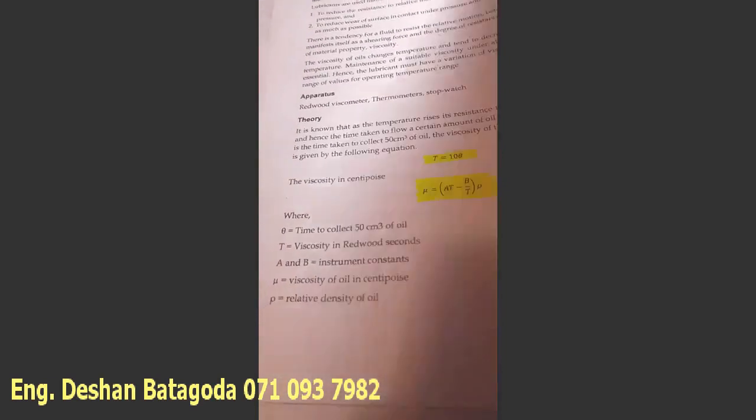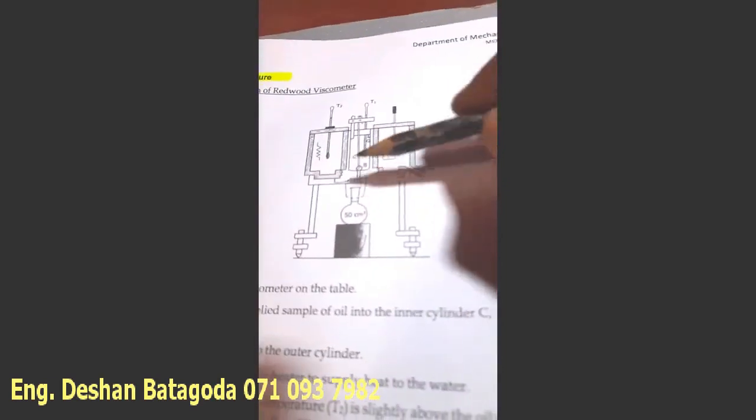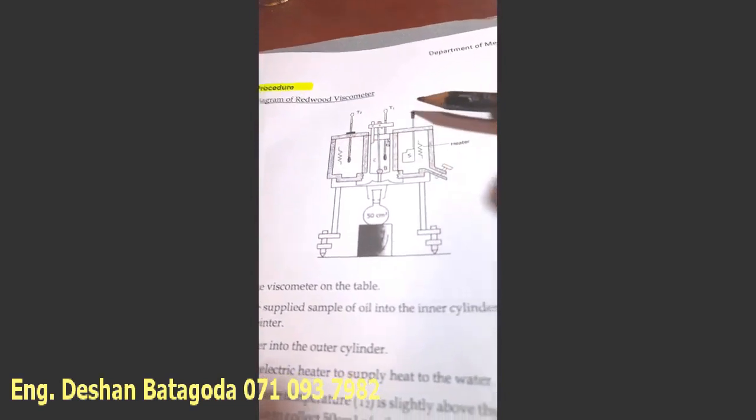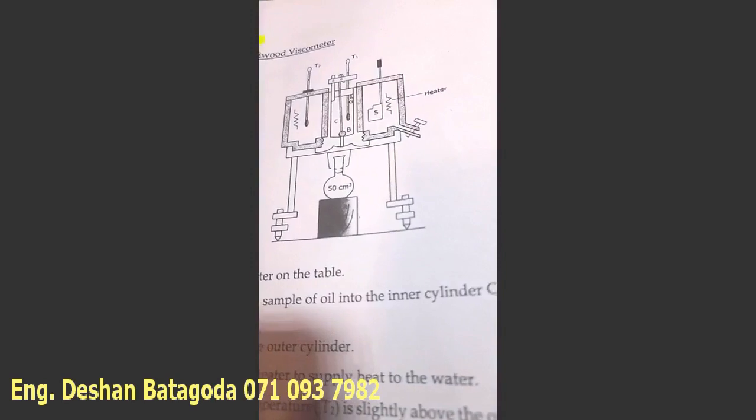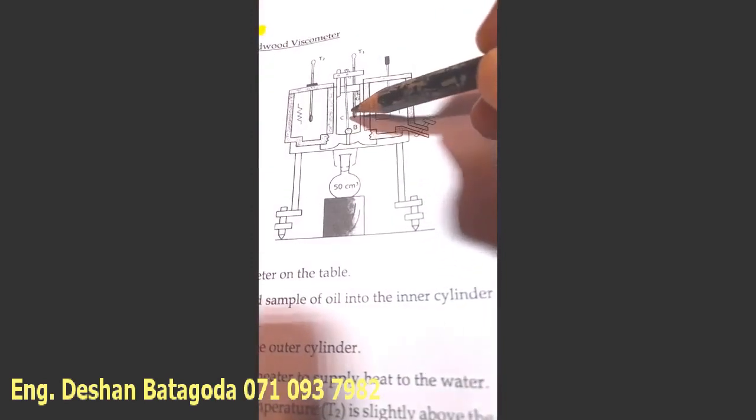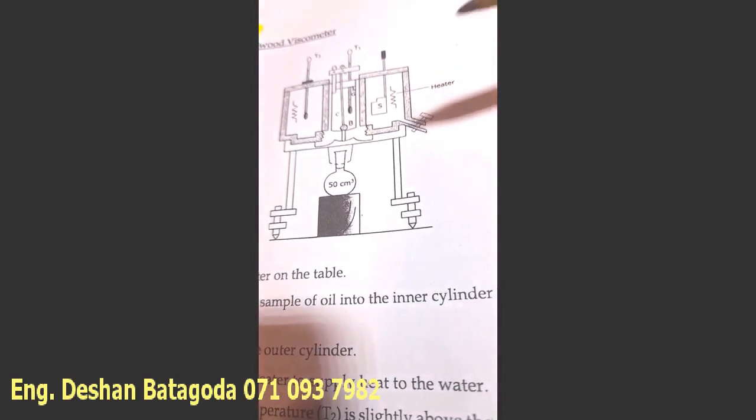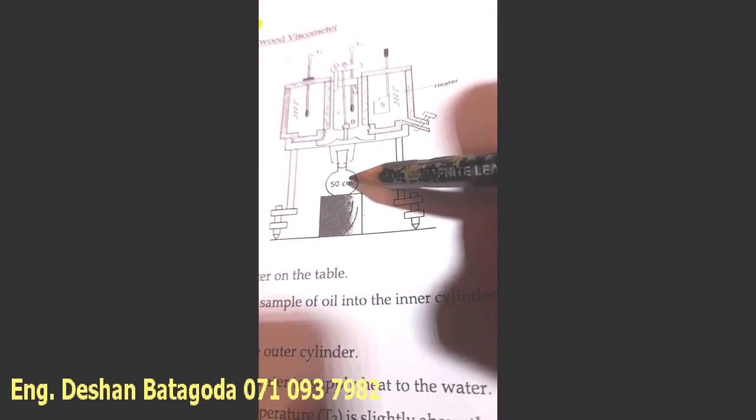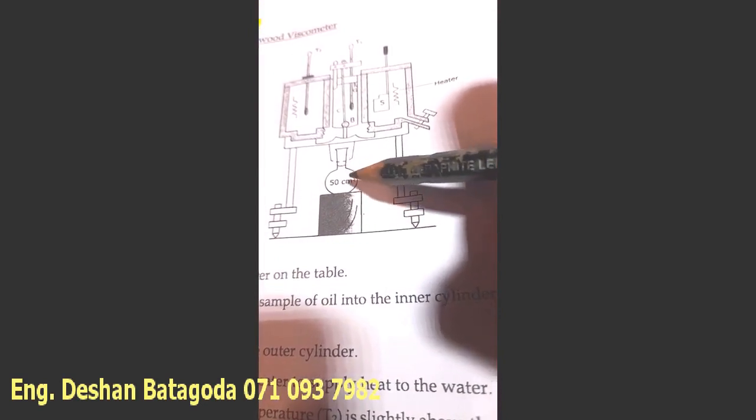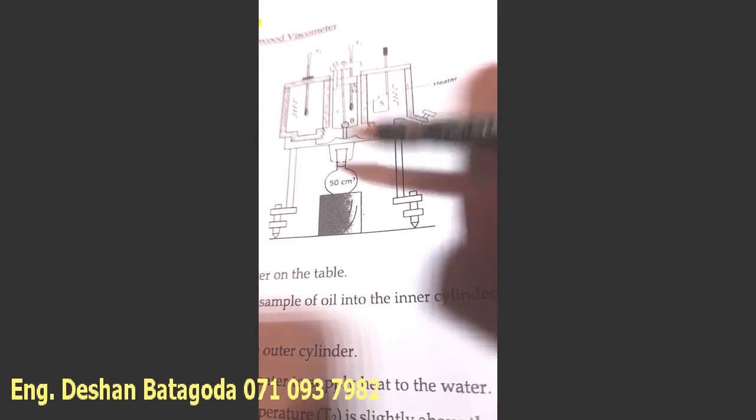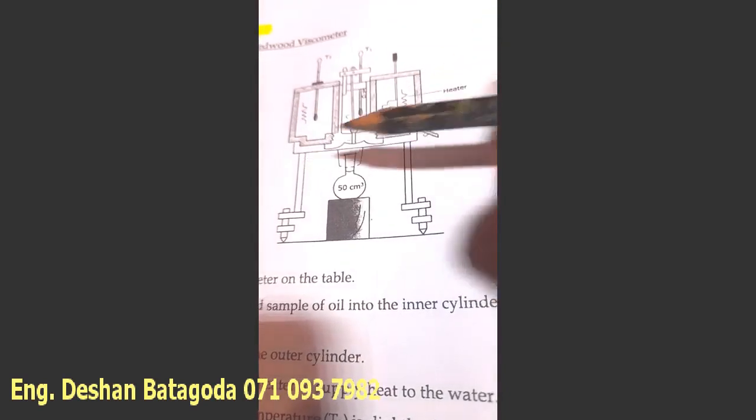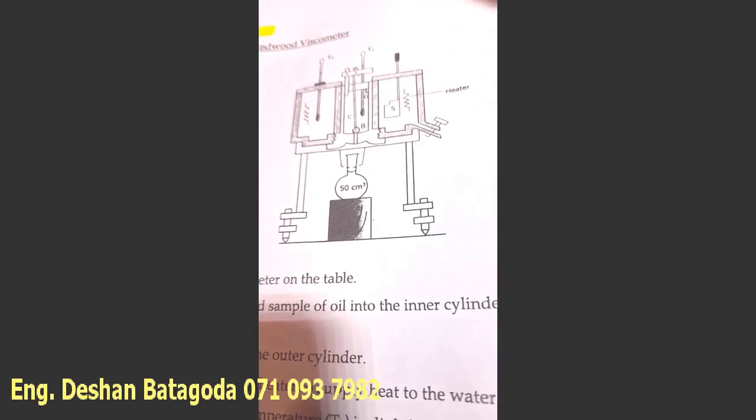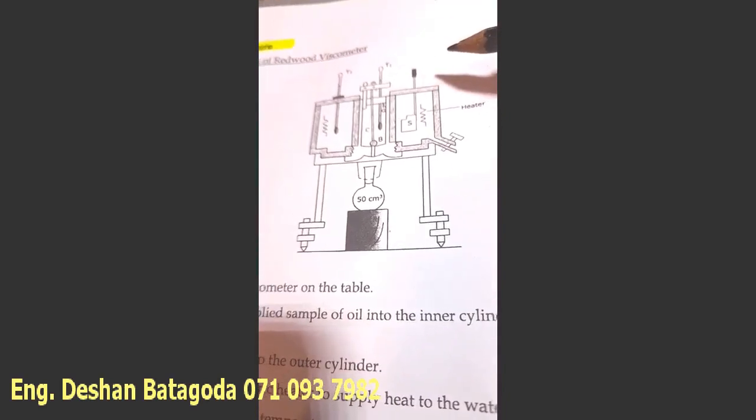Then the next slide. Now see, this is the diagram of the Redwood viscometer. Here we have filled the oil, and under that we have kept this 50 centimeter cube flask, so that it can collect the oil. And here we have balanced the container. Okay, so now let's focus on the procedure.